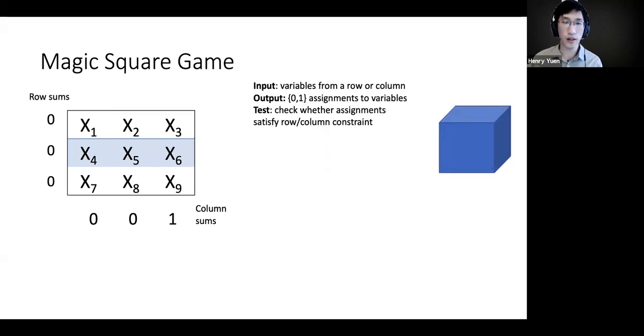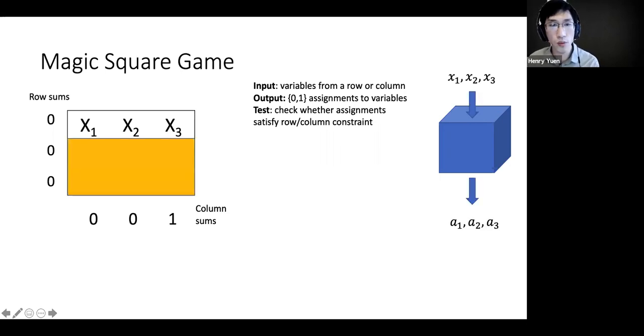Let's imagine that, again, we have a box, and we want to see whether this box is capable of assigning values to these squares that satisfy the constraints. So to this box, we can plug in variables from a row or a column, and the box is supposed to output assignments to the variables in that row or column. Okay, so you only get local views of this magic square. And then you test whether these output values satisfy the row or column constraints. So, we can plug in the first row, or we can plug in the middle column, and so on.